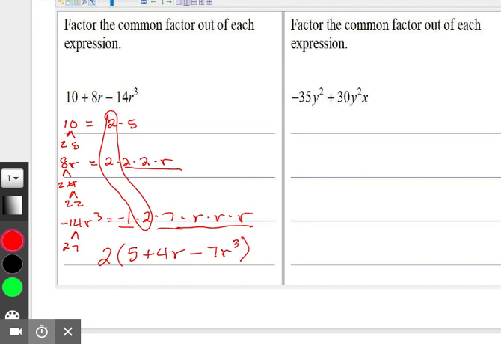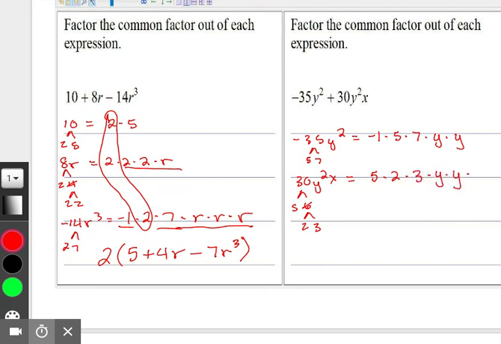Now, the very last one. There's only 2 of them. Break it down. Okay, take the negative 1 out. 35, 5 times 7. So I have 5, 7, y squared is y times y. 30y squared x, 30 is 5 times 6. 6 is 2 times 3. So I have a 5, a 2, a 3, 2 y's for the y squared, and an x.